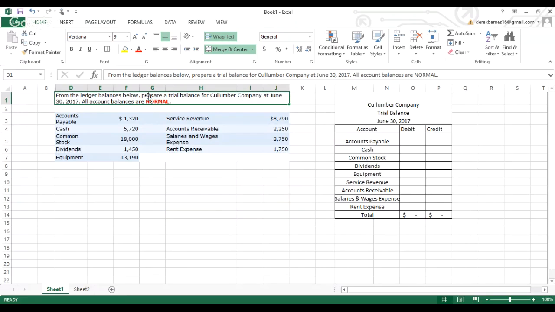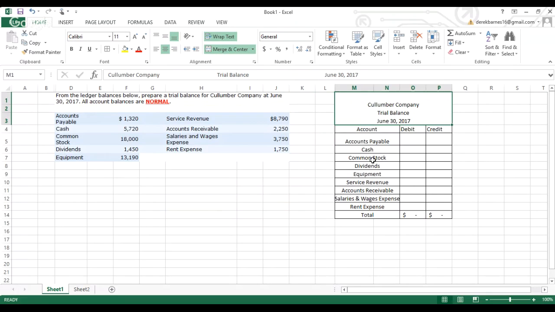And it says all account balances are normal, and I highlighted that normal in red because it is very important to know if an account has a normal balance on the debit side or the credit side. So to begin with, I already have the trial balance set up. It says June 30th, 2017, and that is correct because it's a moment in time. It doesn't explain a whole month or a whole year like the income statement.